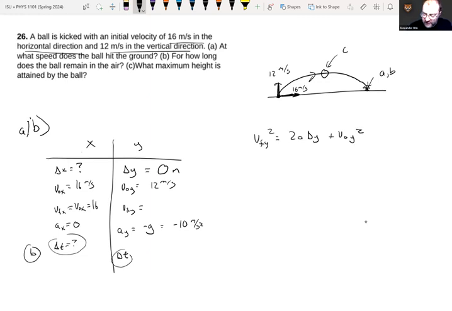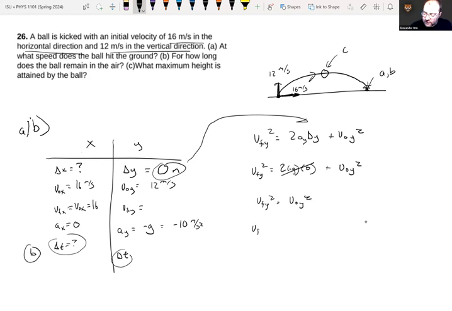Well, we're looking for v final of y, so we'll leave that alone. And if delta y is 0, and that's the key, delta y has to be 0, then we have 2 times a sub y, times negative g times 0, and then plus v naught y squared, okay? And this term goes away. We end up with v final y squared equals v naught y squared.